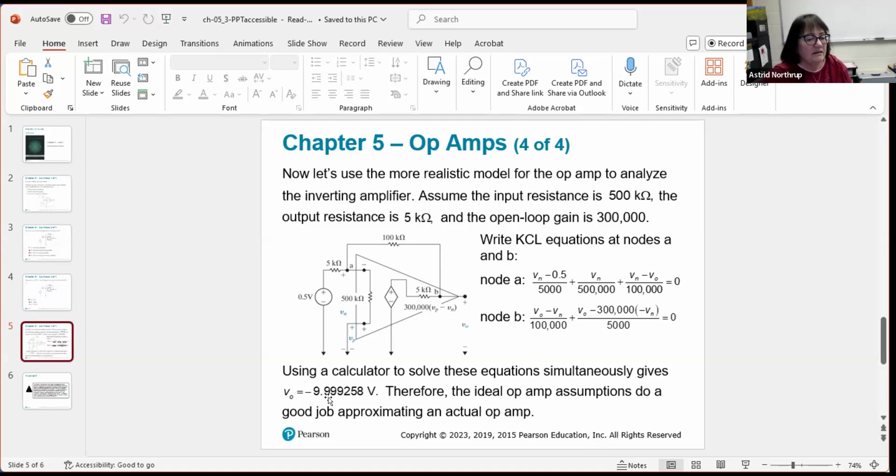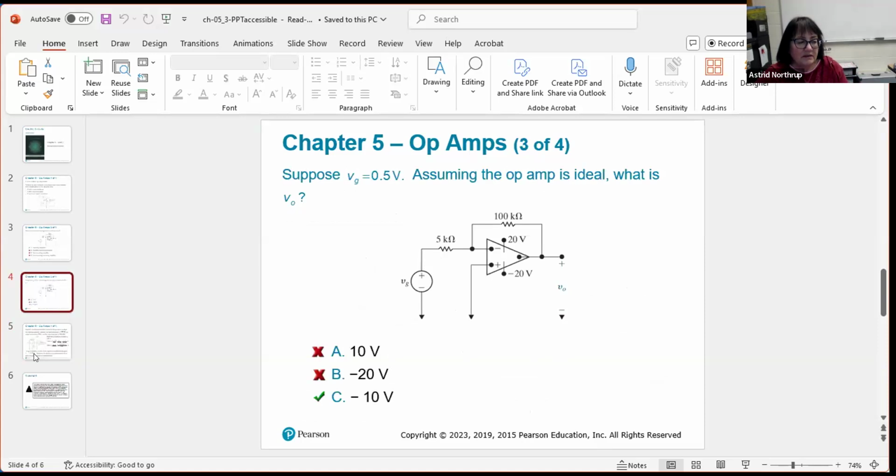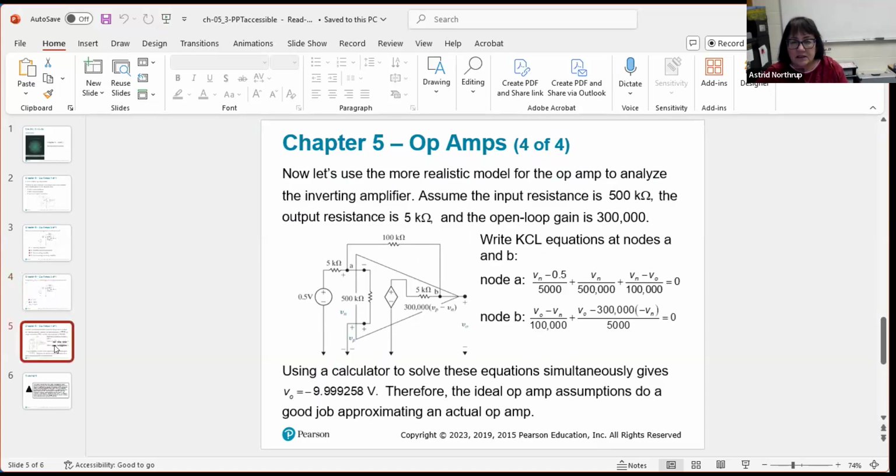When we do that, we find that V sub O is negative 9.999 and some change volts. If we compare that to our calculated value of negative 10, those are essentially indistinguishable from each other. They're very, very close, and the conclusion to draw is that using the ideal methods of calculating op-amps in the linear range produces quite good results.